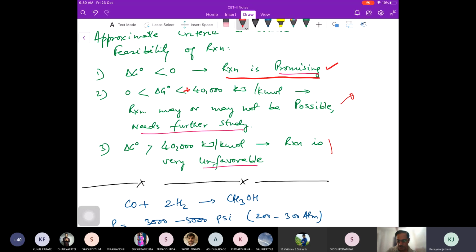So next year you are going to do a B project, and when you do evaluation of feasibility of a reaction, you may find that at standard state, delta G0 is positive. You need to find what is delta G at reaction condition, and that may turn out to be negative. We'll see how to do that. Okay.